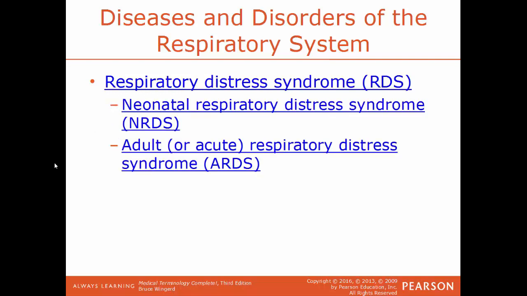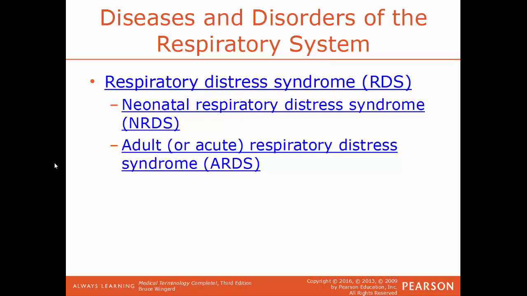Our next disease and disorder of the respiratory system, RDS, respiratory distress syndrome. RDS is a condition where you have fluid buildup in the air sacs of the lungs, and when this happens, you cannot exchange carbon dioxide and oxygen efficiently, which means not enough oxygen gets into the blood or eventually to your cells.